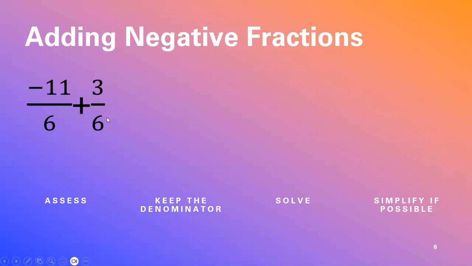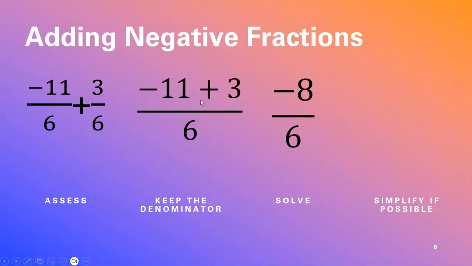If we wanted to add negative fractions, for example, negative 11 over 6 plus 3/6, we still follow the same steps. So we do have the same denominator, which is 6. And we combine our numerators, so negative 11 plus 3 will give us negative 8 over 6. So in all of these, we keep our denominators the same. And we can reduce that, take out a factor of 2 from both the numerator and the denominator. This gives us our simplified answer of 4 over 3, but you have to keep it negative since the 8 was negative, so negative 4 over 3.